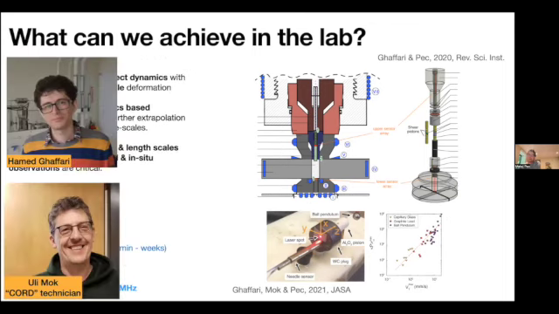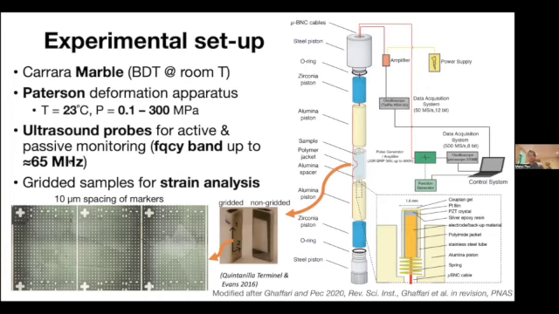And this has been spearheaded by my research scientist Hamid Ghaffari, and greatly helped by Uli Mok, who's our technician. And so the experimental setup that we used for this study is that we use Carrara marble, which is a very classical material for studying this brittle-ductile transition, because it goes through a brittle-ductile transition at room temperature, which makes it in many cases much easier to instrument.